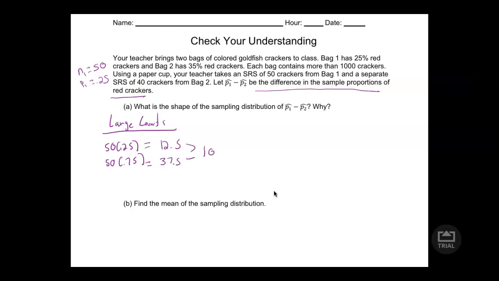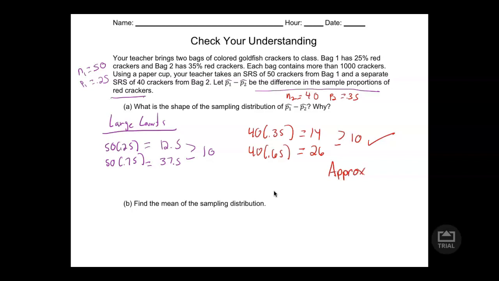So let's take a look at bag number 2, where we had a sample size of 40 crackers, and our P2 value was equal to 0.35. So again, we'll set that up: 40 times 0.35, and then 40 times 0.65, and we simplify each of those out. We see that they're both greater than or equal to 10, so therefore the large counts checks, and we're going to say it is approximately normal.